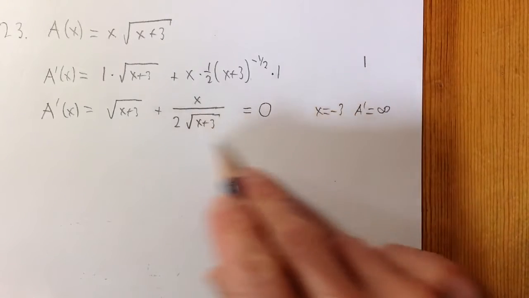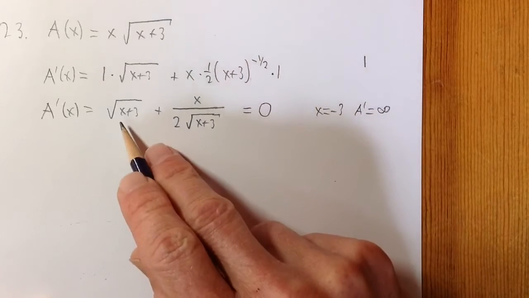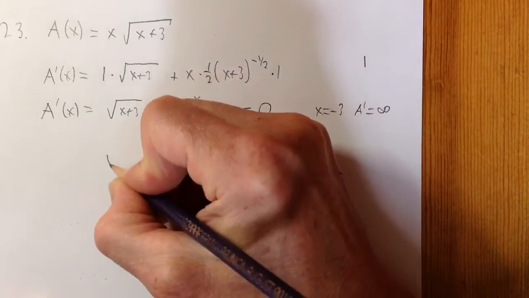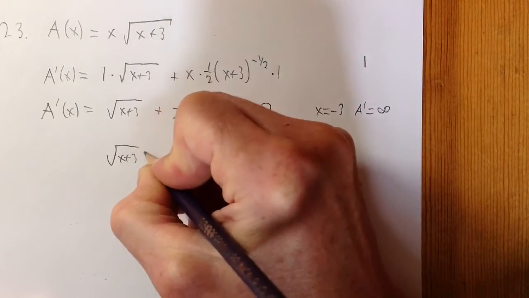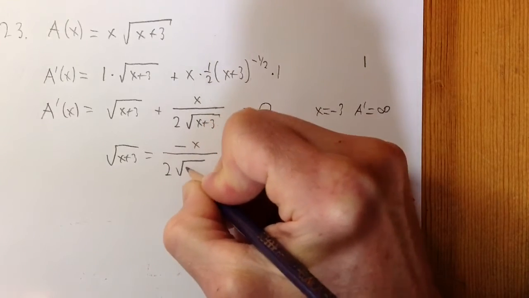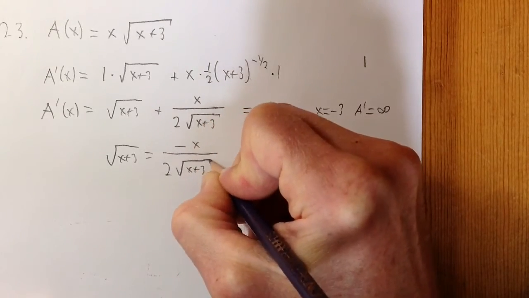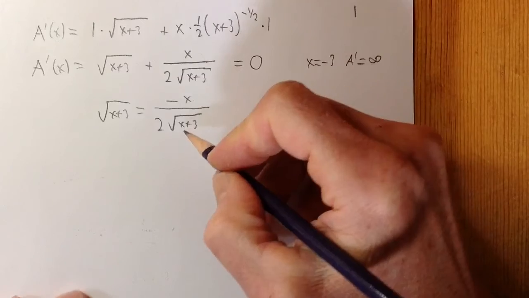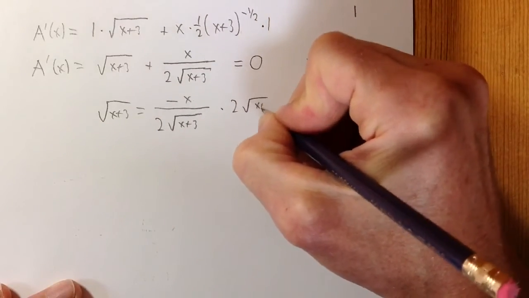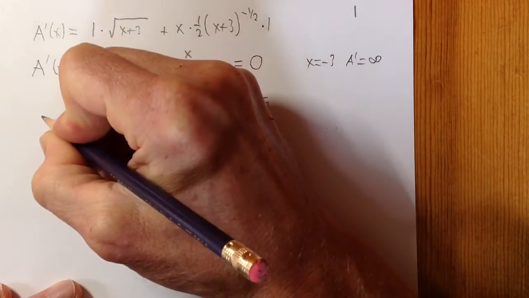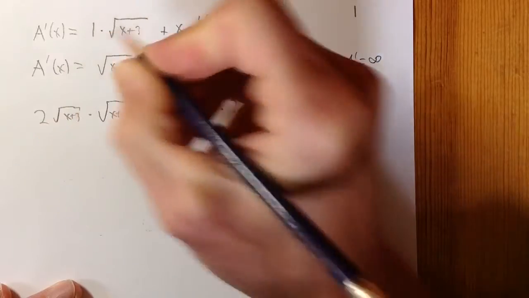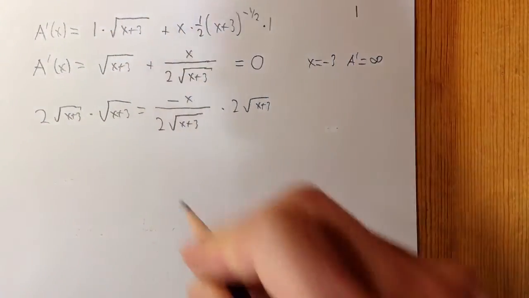Okay, so set that equal to 0. Let's put this on the other side, it doesn't matter. The square root of x plus 3 equals -x over 2 square root of x plus 3. Multiply both sides by 2 square root of x plus 3 to get rid of the denominator. This works out really nicely, because the square roots of x plus 3 cancel.